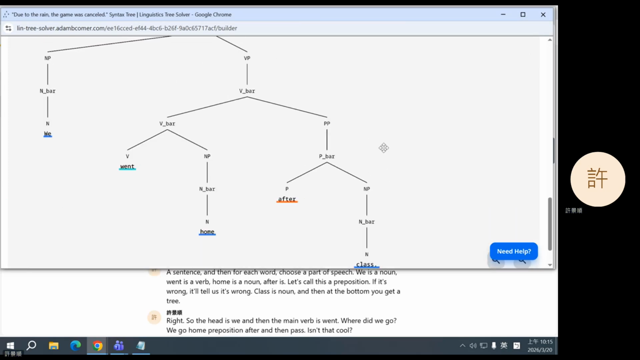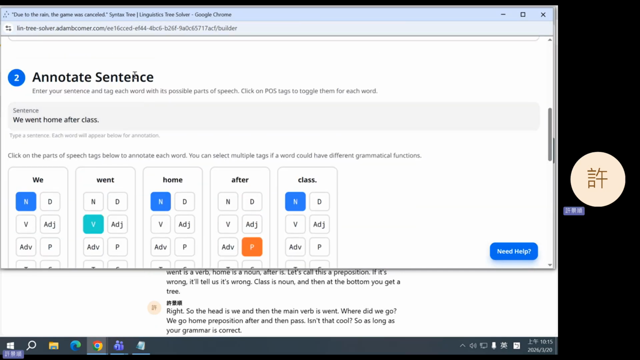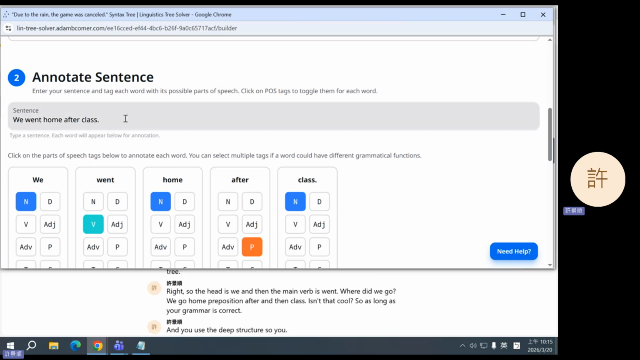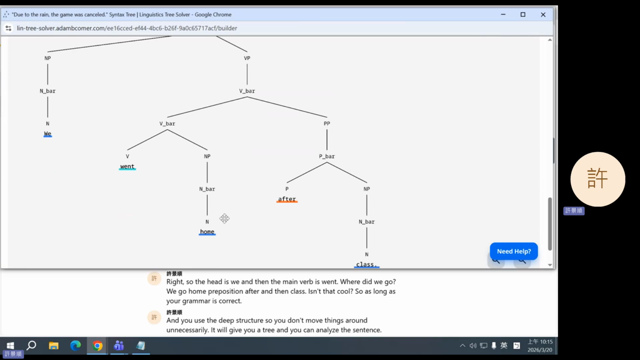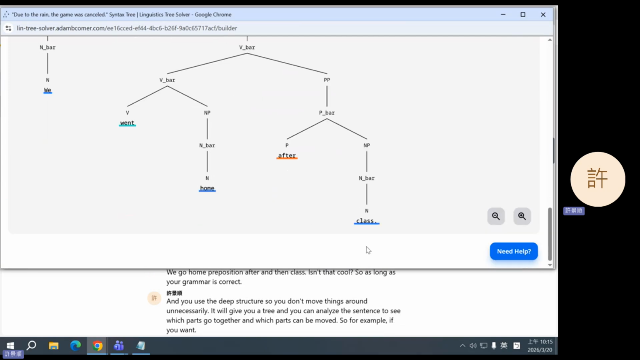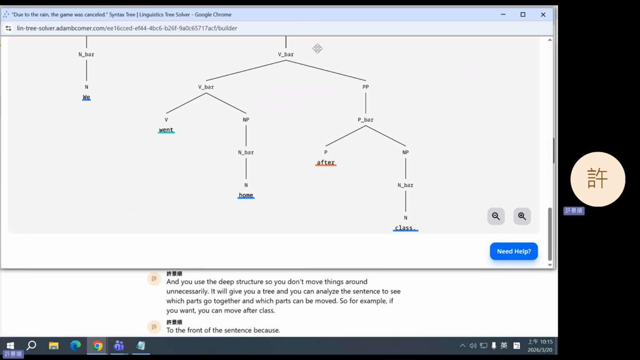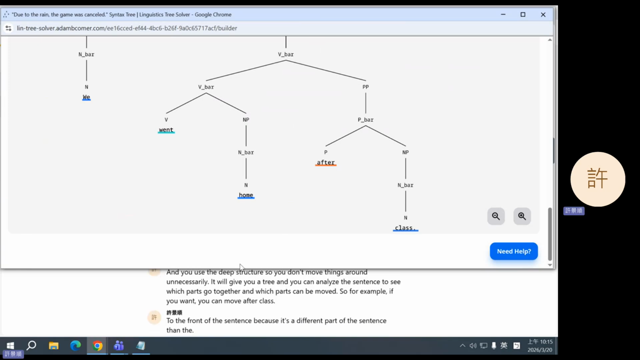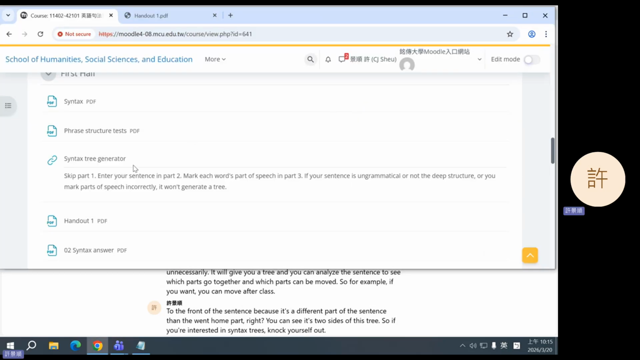Isn't that cool? So as long as your grammar is correct and you use the deep structure so you don't move things around unnecessarily, it will give you a tree, and you can analyze the sentence to see which parts go together and which parts can be moved. So for example, you can move after class to the front of the sentence because it's a different part of the sentence than the went home part, right? You can see it's two sides of this tree. So if you're interested in syntax trees, knock yourself out. Right here.